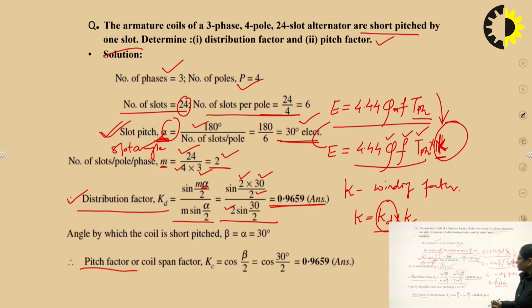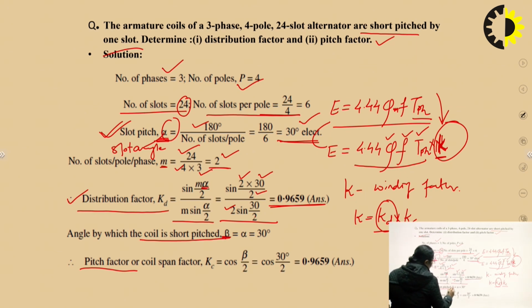Now let us pay attention over the equation of the pitch factor or the coil span factor. The angle by which the coil is short pitched is beta. So if beta is the angle of short pitching, then the pitch factor or coil span factor is given as cos beta by 2, right?